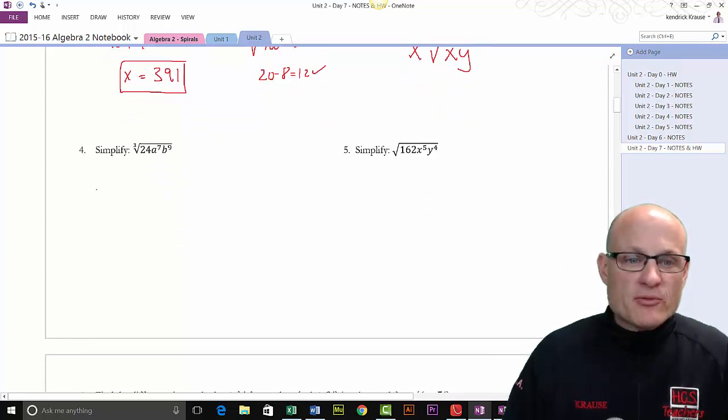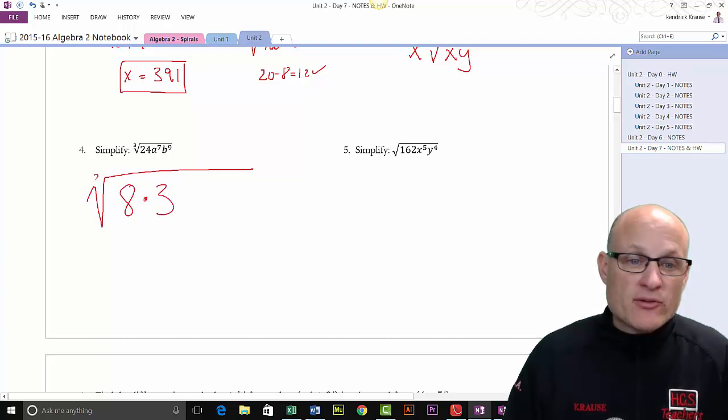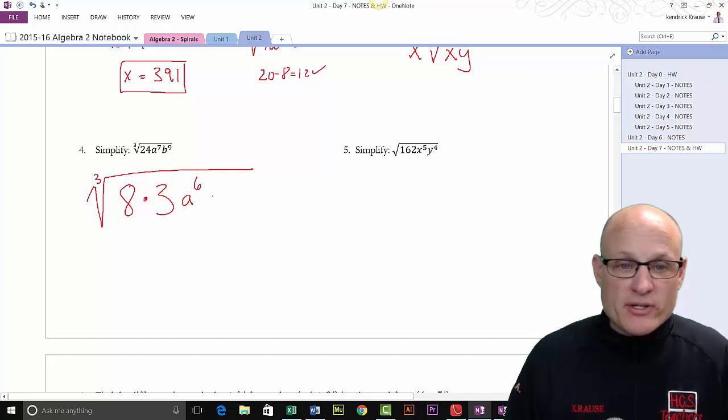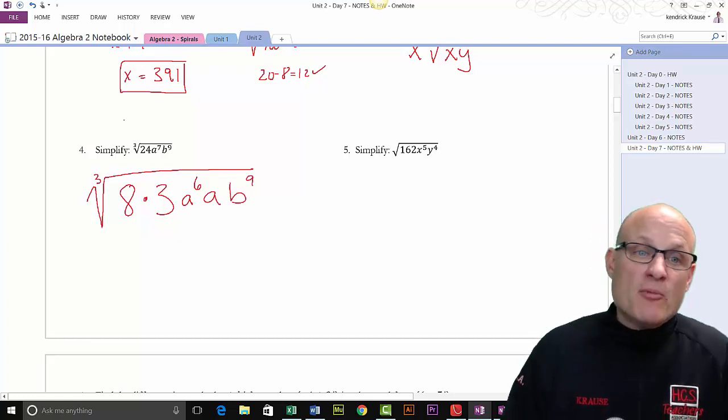We're going to simplify this one. Now we're looking for perfect cubes. Remember, our first perfect cube is 1. Our second perfect cube is 8. So this is 8 times 3. Remember, this is a cube root. A to the 6, we're looking for multiples of 3 since it's a cube root, times a. And since b to the 9th, since 9 is a multiple of 3, we'll just leave that.